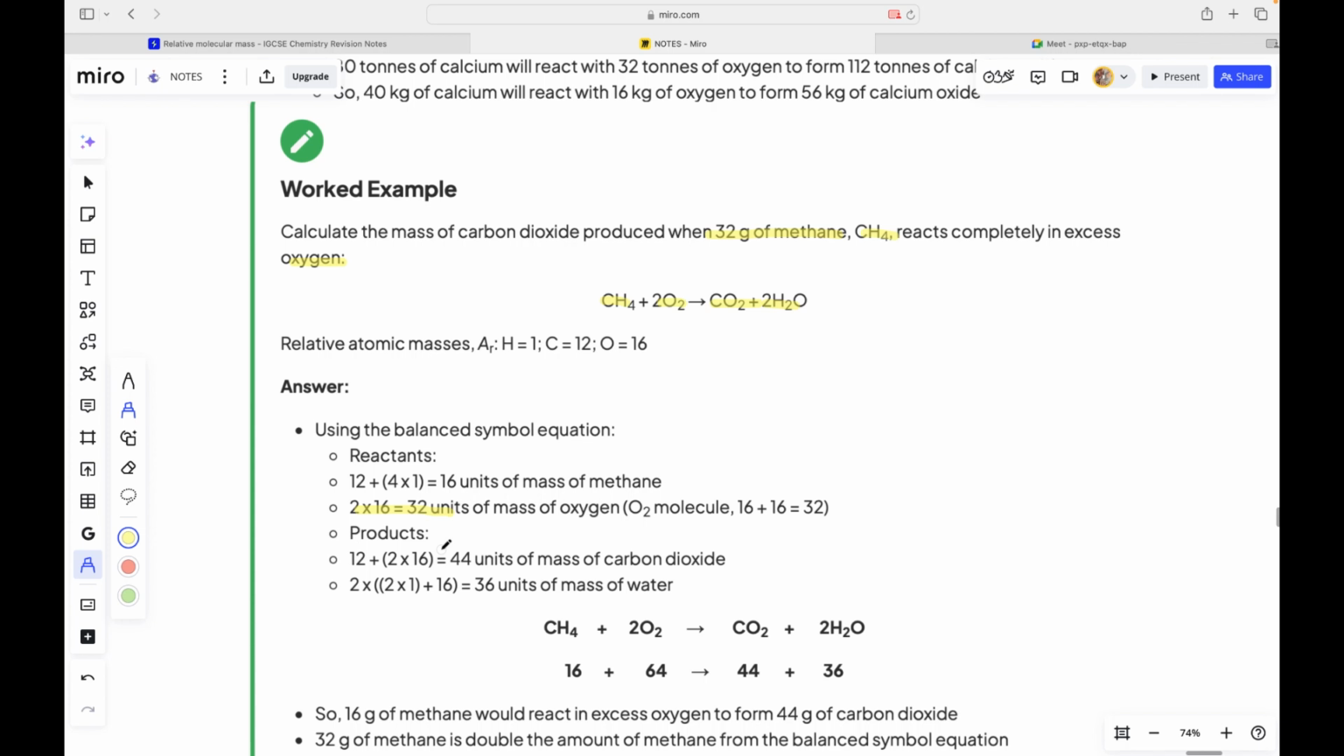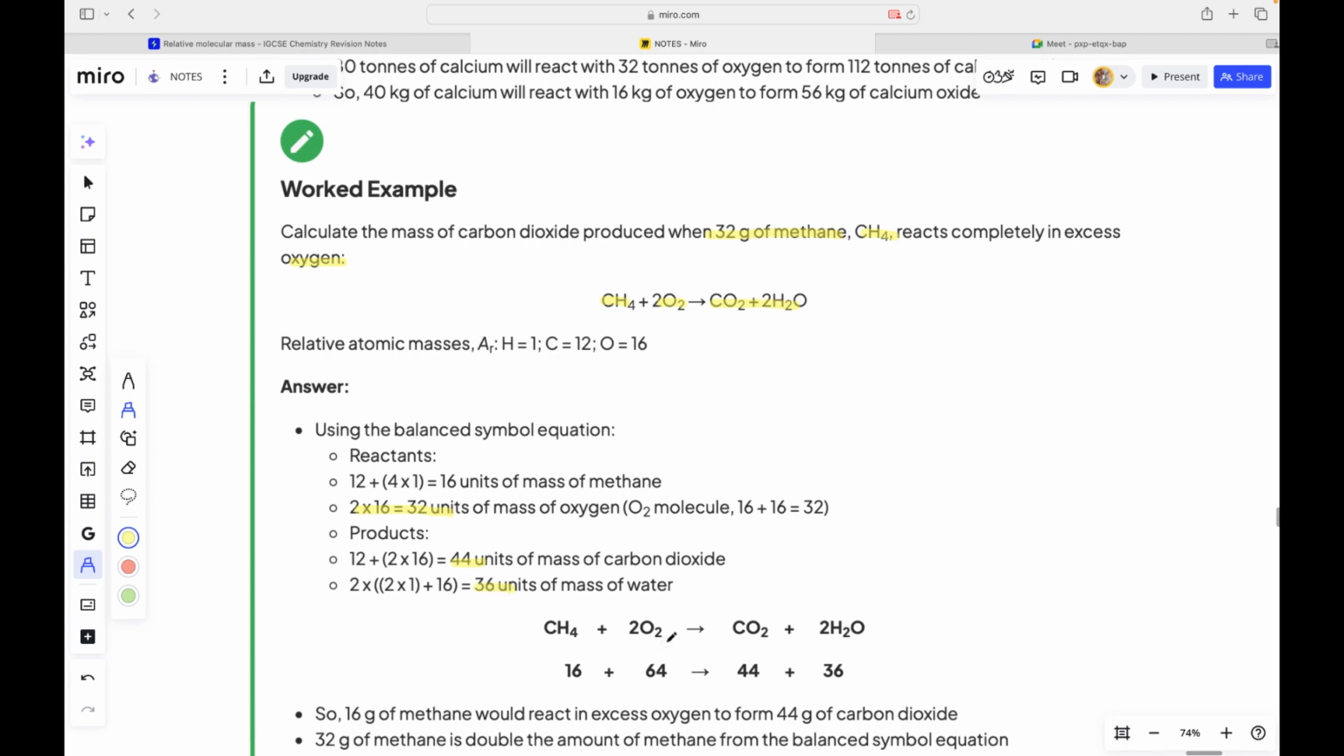And then you look at the product side. Carbon dioxide, you have carbon is 12 plus oxygen is 16 times 2. Then you get 44 for this one. And water is 18, right? But 18 times 2, you get 36, because of the 2 at the back, multiplied by 2, you get 36.